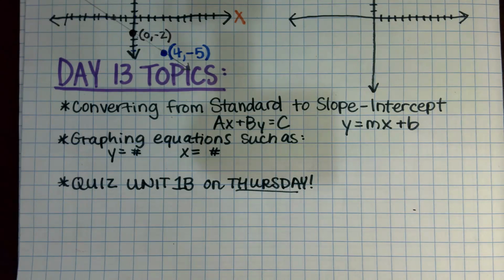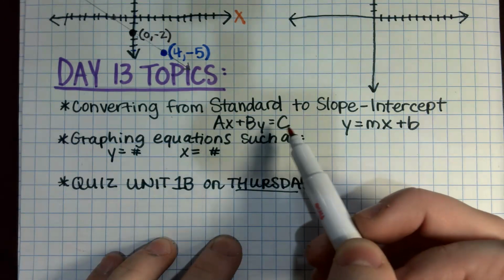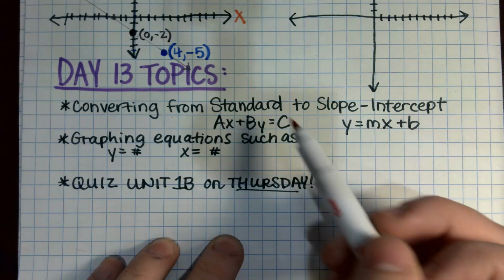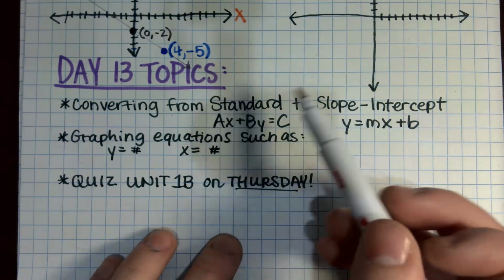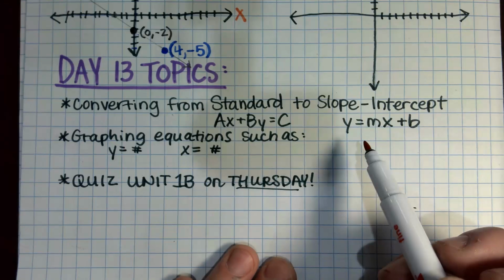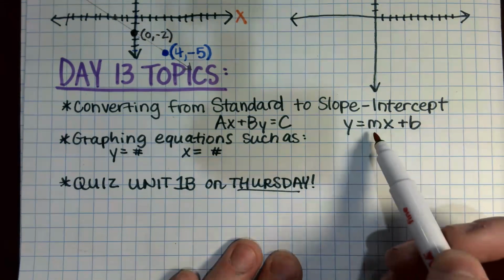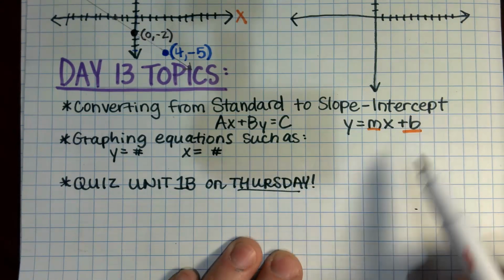Now, why might we want to have an equation in slope-intercept form? Why would we want to convert it? Does anyone have any ideas? Easier. Yeah, it's going to be so much easier to work with. In standard form, you have no idea what the slope is. You have no idea what the y-intercept is. You would have to solve for all of those. But once it's in slope-intercept form, we can look and know right away, here's the slope, here's the y-intercept.